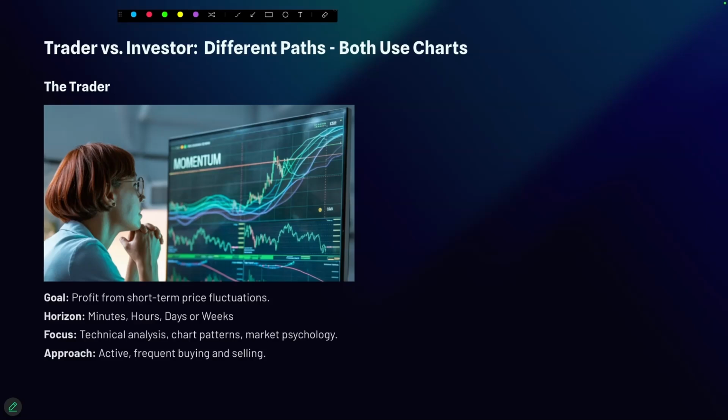I'm going to talk briefly about trader versus investor and the different paths and how each of them might use a chart. So a trader, somebody that's a little more active, they're dealing with shorter term price fluctuations. Do you use a 1 minute chart? Do you use a 5 minute chart? Do you use a 1 day chart, etc.? They're focusing on technical analysis and chart patterns. They're frequent buyers and sellers. So this is somebody that's looking for a good reward to risk ratio. We're going to talk about that coming up in a minute here too, as to exactly what that means. So that's what the trader is doing.